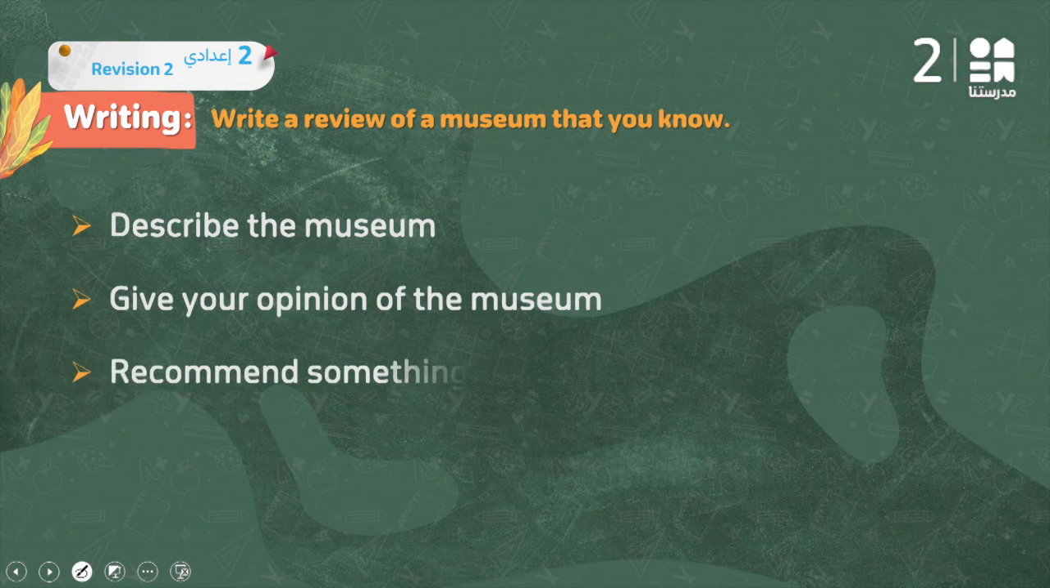Here you are asked to write a review of a museum that you know. You have been to a museum before and you want to give a review about it, meaning you want to give your opinion of it. But first of all you have to describe the museum. You have to give your opinion of the museum. And you have to recommend whether to go visit it or not. Okay? So all of these details will be included in my sample. Of course this is a sample and you can change it, or you can change any parts of it. It's up to you.